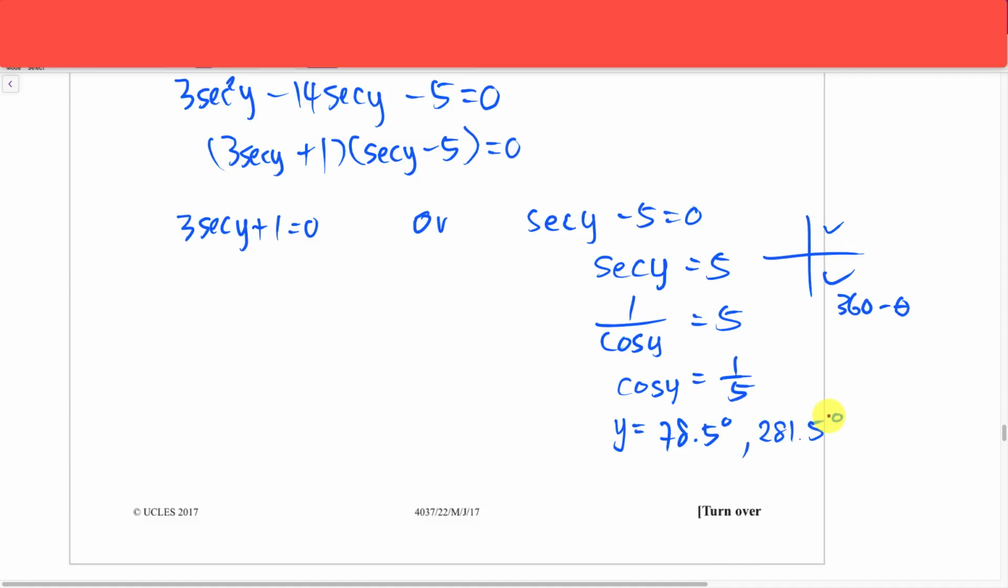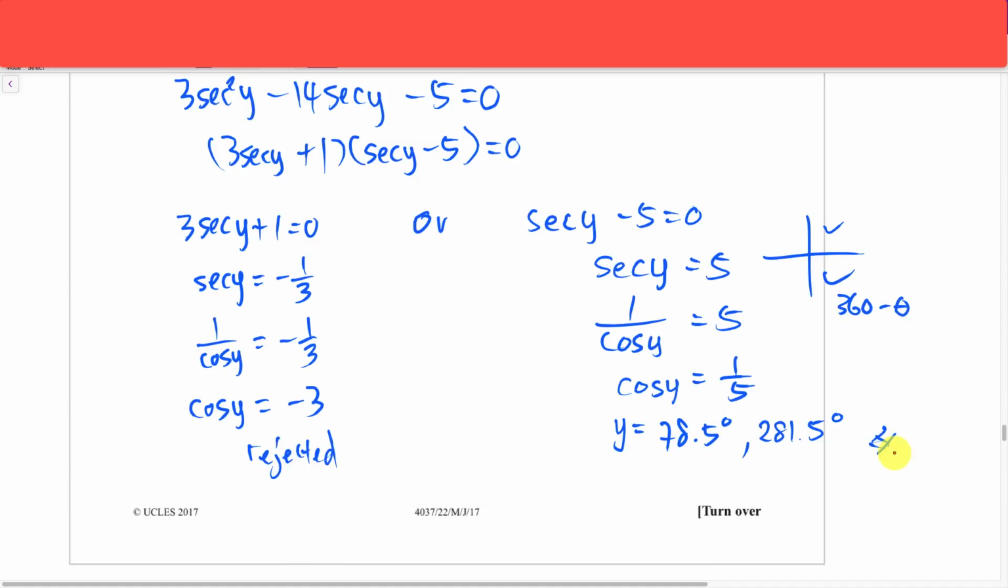Alright, then I will do the same thing for this one. So this one basically secant y will equal to negative 1 over 3. So 1 over cos y will equal to negative 1 over 3. So the cos y will equal to negative 3. But cos cannot be less than negative 1. So negative 3 will be rejected. So you only have two answers over here.